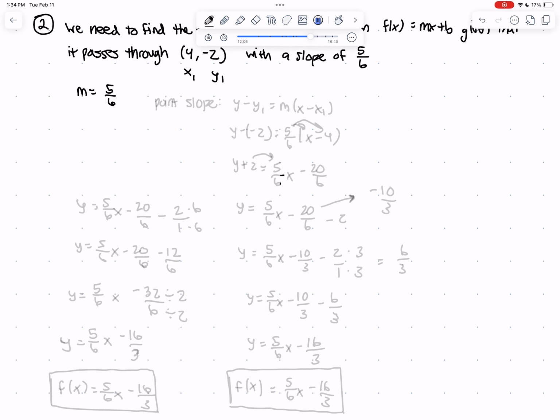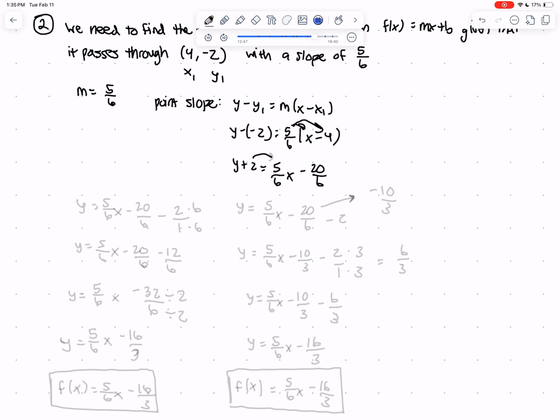Let's use point slope. Y minus y1 equals m, x minus x1. And we just put our points in. And this will turn positive. FOIL. 5 over 6x. And then I'll do the multiplication. So 5 times minus 4 is minus 20 over 6.